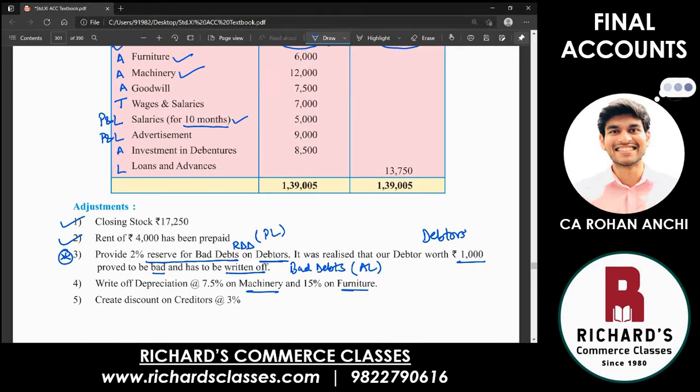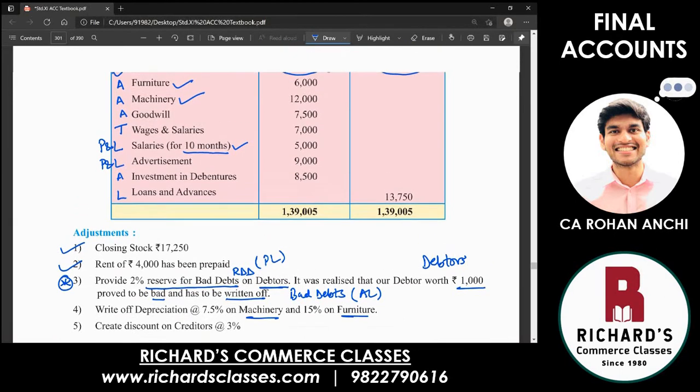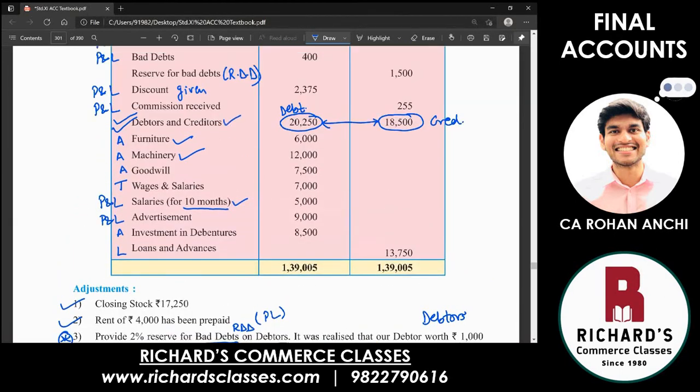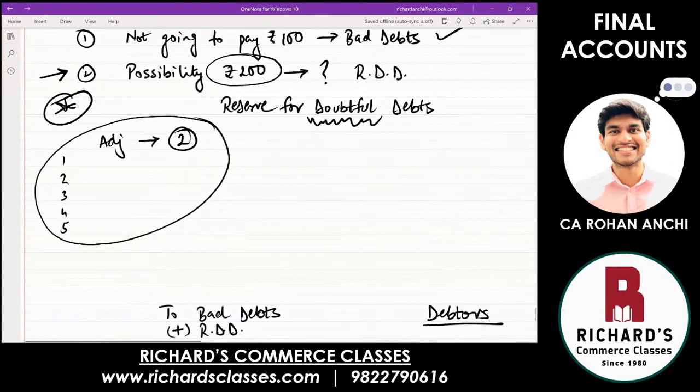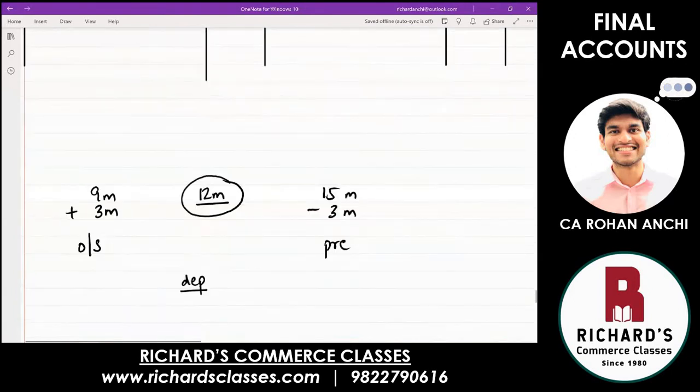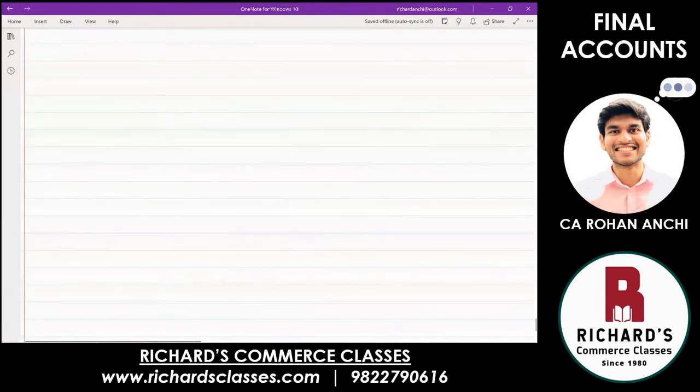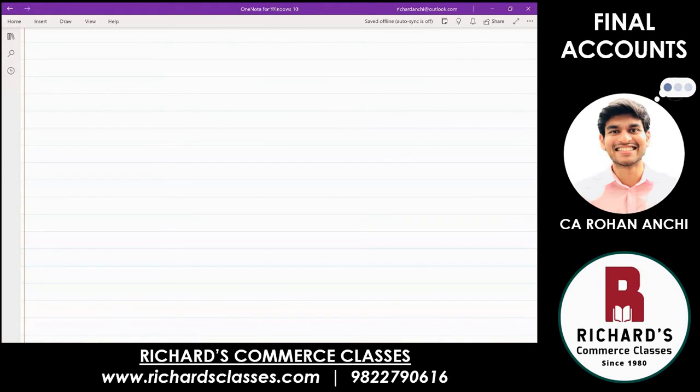And then finally, point number 5, create discount on creditors at 3%. Creditors giving a discount, the first adjustment that we discussed today. If they give us a discount, it is an income for us, but the value of creditors will have to be changed. So go to creditors and tick mark creditors once. Today's first adjustment when we discussed, it was relating to creditors. Okay. All adjustments we have discussed there. When we come back to the preparation part, we will again have a discussion on how we are going to record that item.